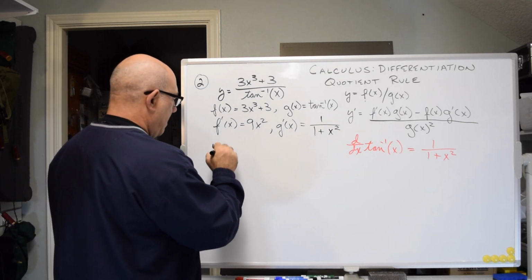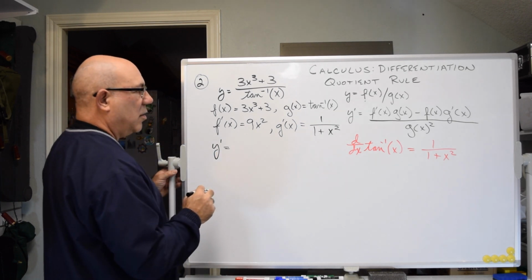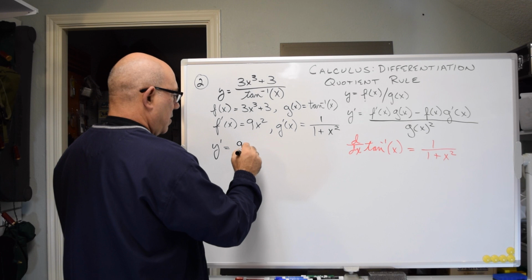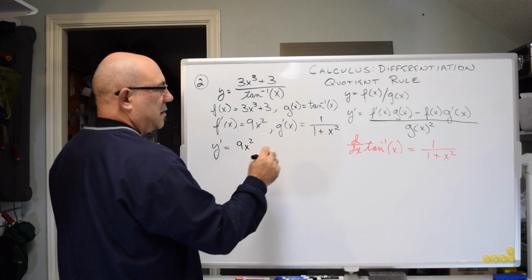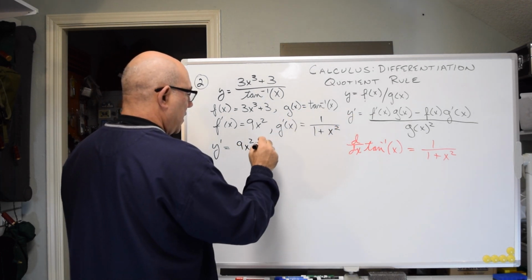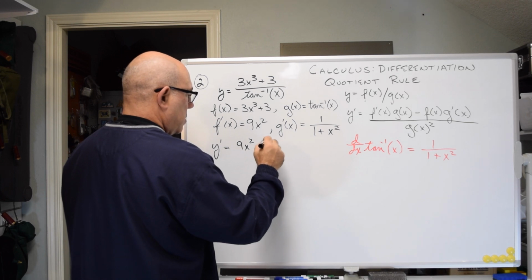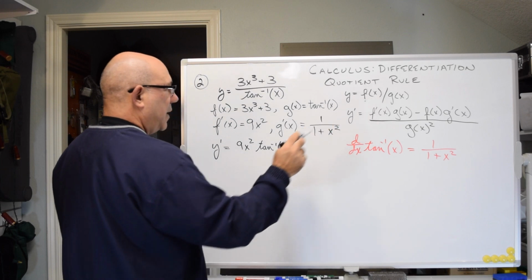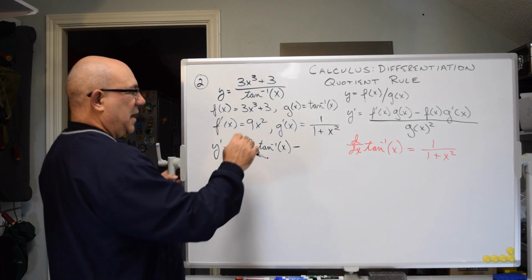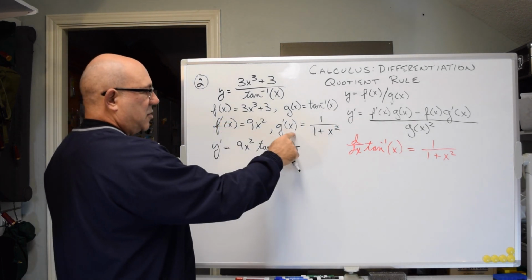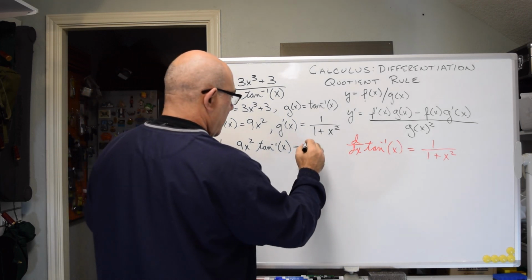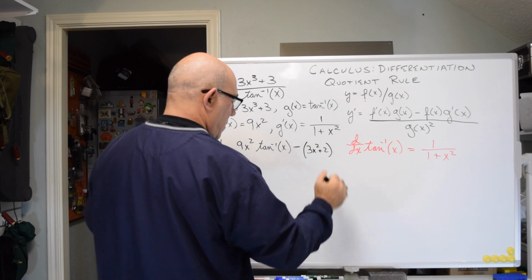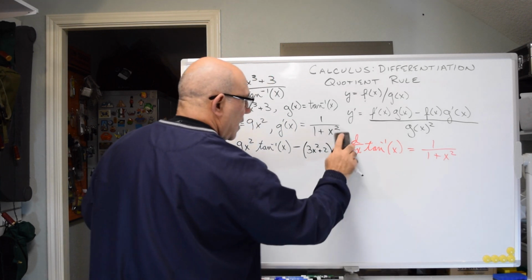So y prime is going to equal f prime of x, which is 9x squared, times g of x, which is inverse tan of x, minus, always remember the minus, we have to take f of x times g prime of x. So that is 3x squared plus 2. Erase this now.